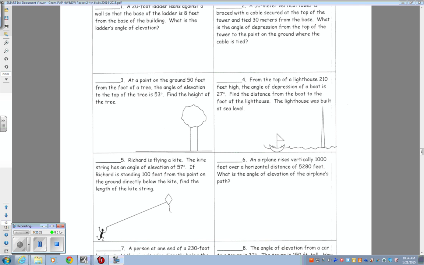All right, so let's look at number 4, because mine already has it. He started on this, which is a good thing. The top of the lighthouse is 210 feet high, and the angle of depression of a boat is 27 degrees. Find the distance from the boat to the foot of the lighthouse. The lighthouse was built at sea level. You're going to have some type of right triangle to do these problems.